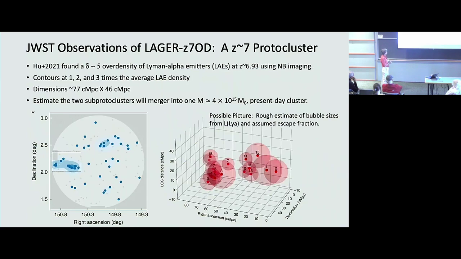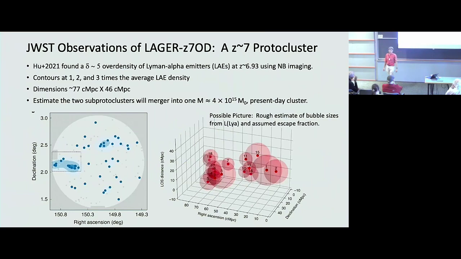This is from his 2021 paper that shows a large region near the Cosmos field, but a patch somewhat outside the Cosmos Web Survey, where the number density of Lyman alpha emitters over here is about 5 times the average density.